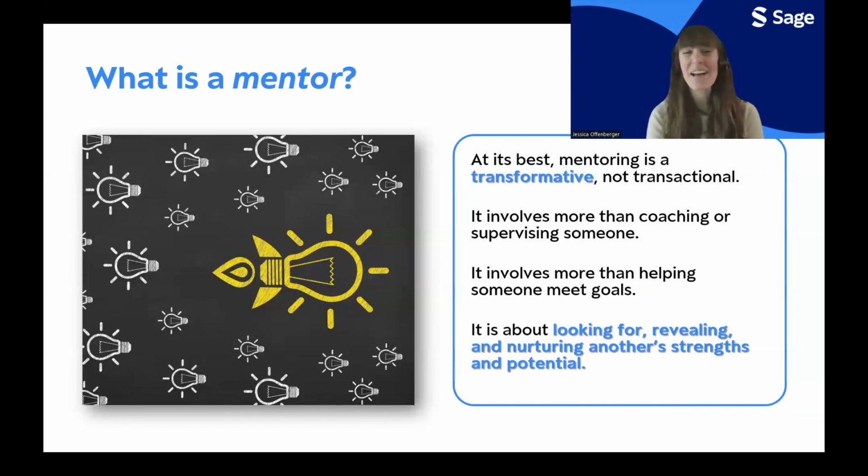So, a mentor is someone that is transformative. It's more than just coaching and supervising someone, and it's helping someone meet goals. It's really peeling apart the person at their core and revealing and nurturing their strengths and potential. So when you're working with your students, it's not just transactional, where I help them complete this task, check, move on to the next. But really thinking about the overall big picture and their goals and what they're trying to achieve and how you can best support them and nurture those strengths and potential.